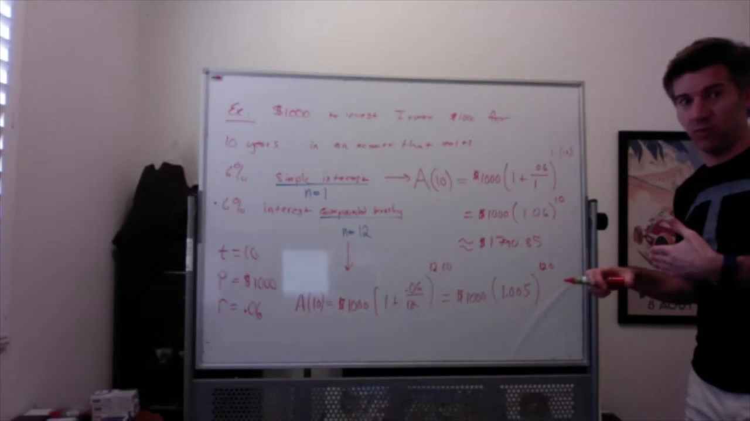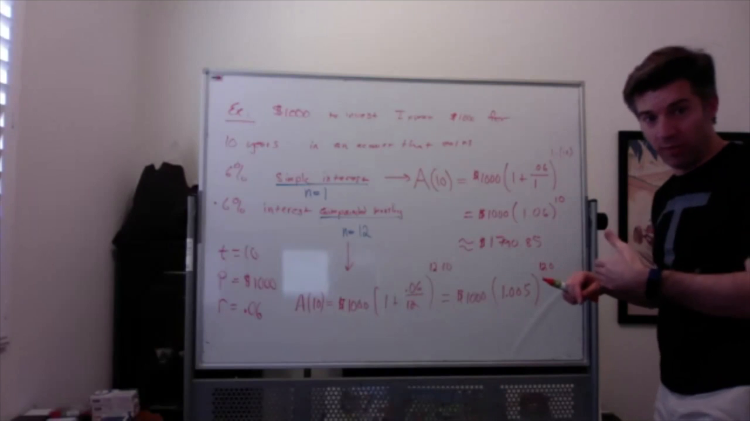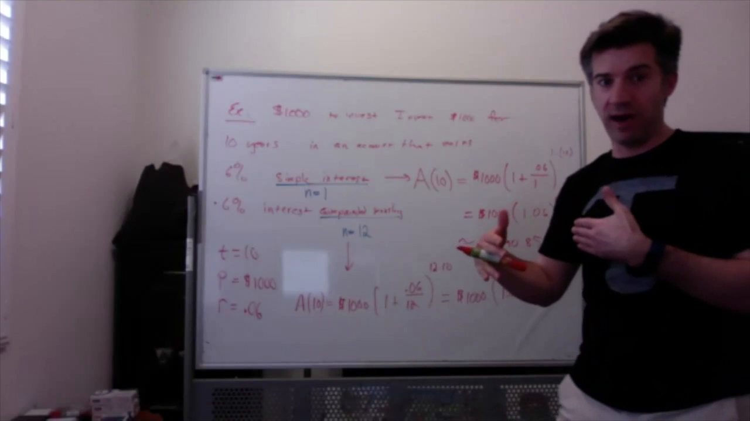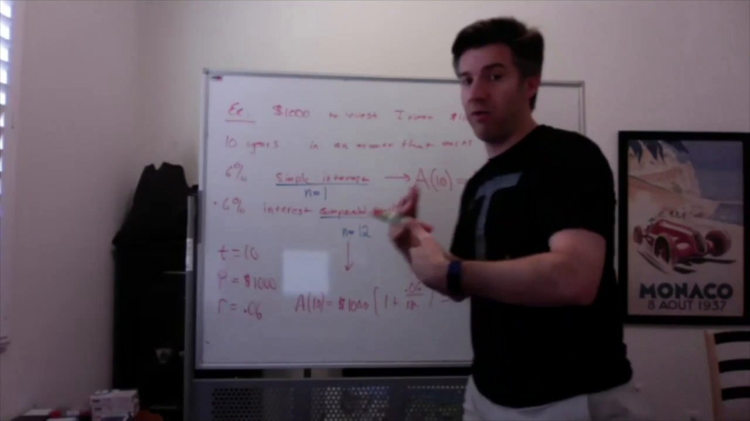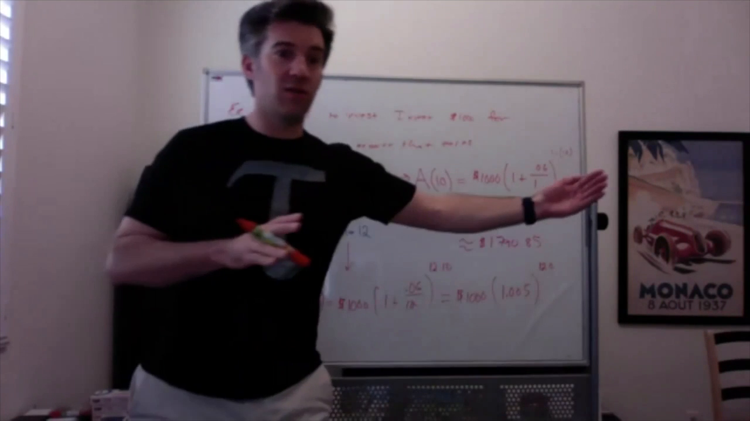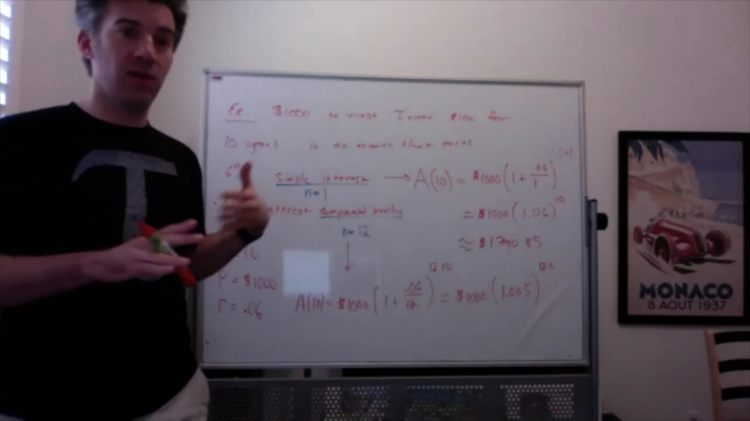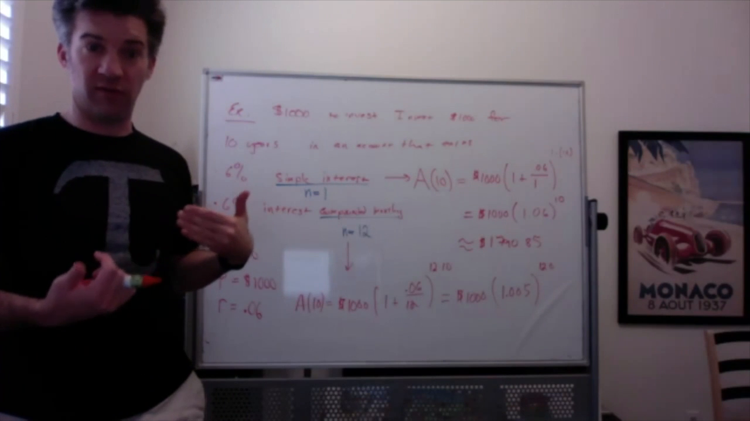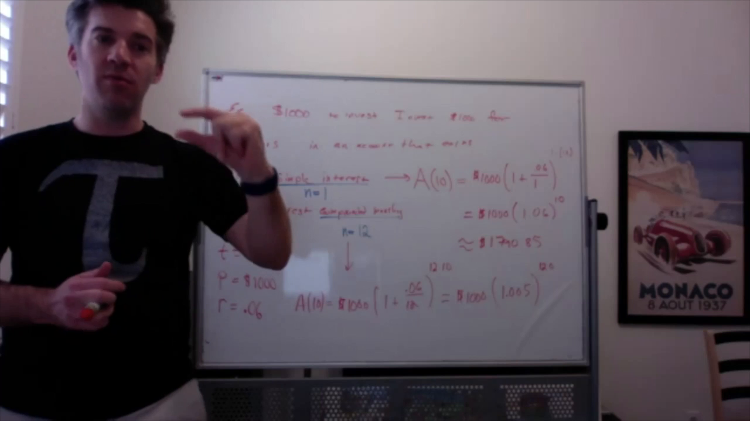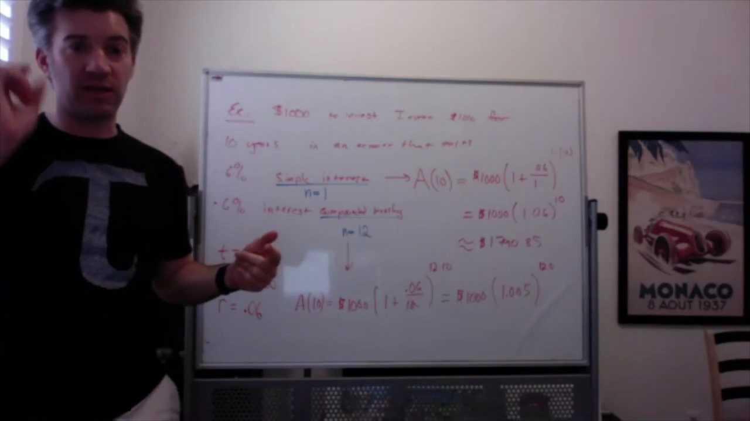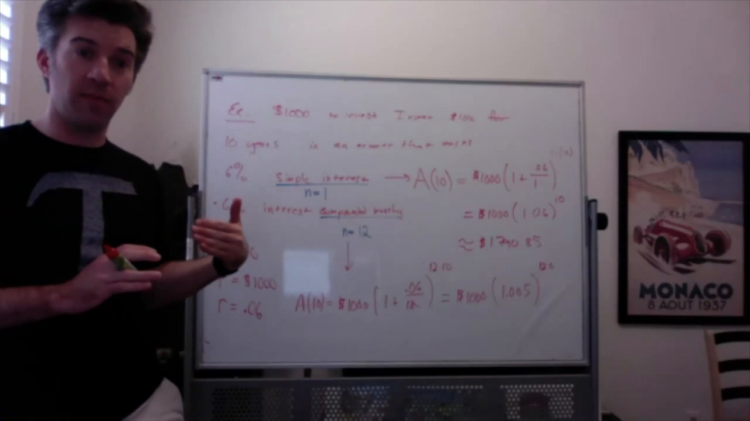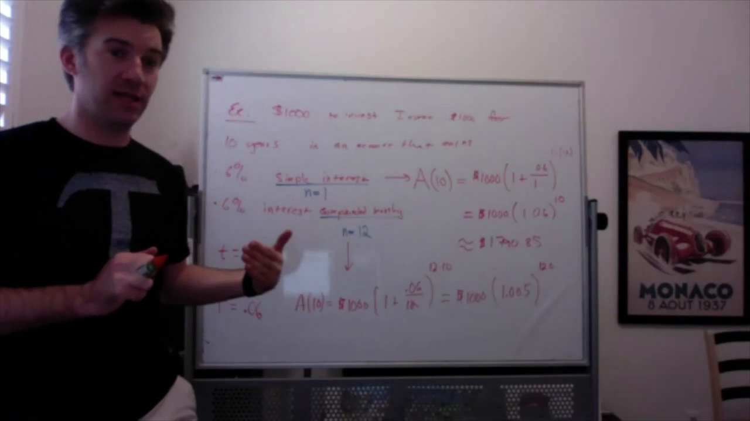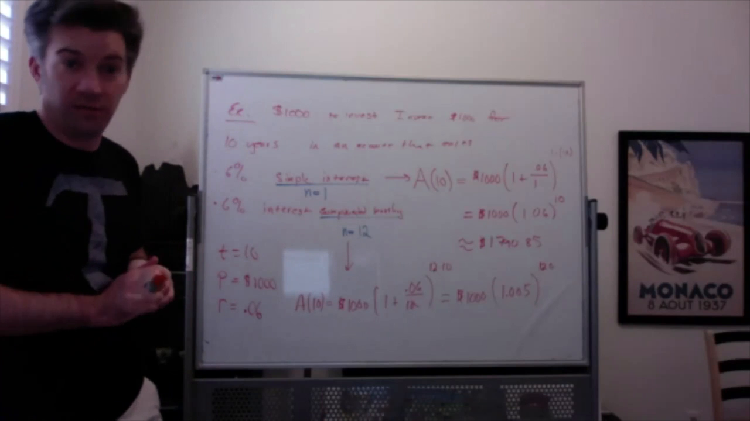So 0.5% after 1 month, another 0.5% to be 1%, another 0.5% to be 1.5, another 0.5% to be 2, all the way up through the first year, each of those 12 0.5% will end up being 6% of interest for the first year. But it's going to add up to a little bit more because every time I give myself 0.5% of interest, the next 0.5% is going to be 0.5% of the new amount of money I have.